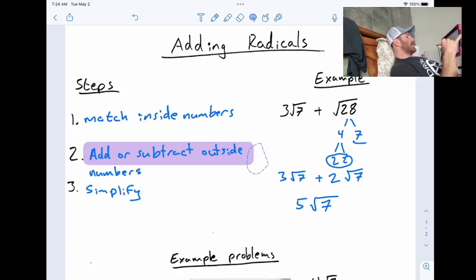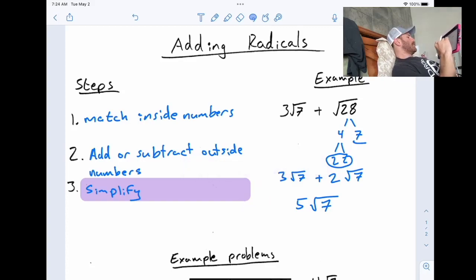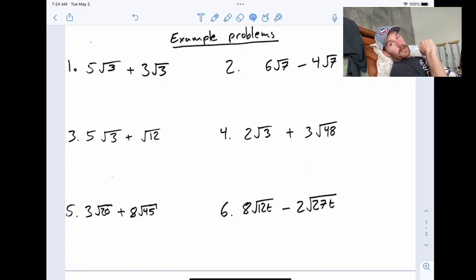Now, we do want to check to see if we can simplify this any further. We cannot simplify 5 root 7 anymore. We can't simplify that radical any further. So we are good to go. All right, so what I want y'all to do now is pause this video. Try these 6 example problems on your own.